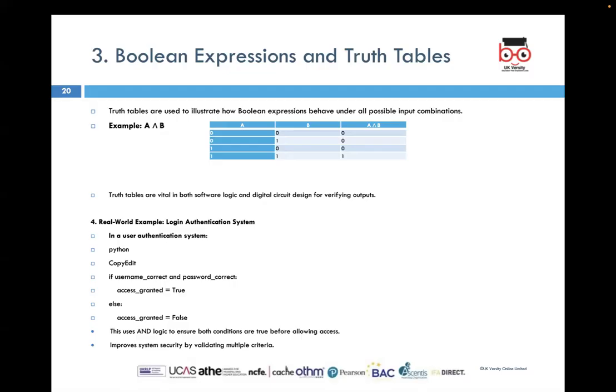Real world example: a login authentication system, the code is shown below. If the user name is correct and the password is also correct, so if both of these conditions are true, then access is granted. Otherwise, access is not granted. This uses AND logic to ensure both conditions are true before allowing access, and it improves system security by validating multiple criteria.